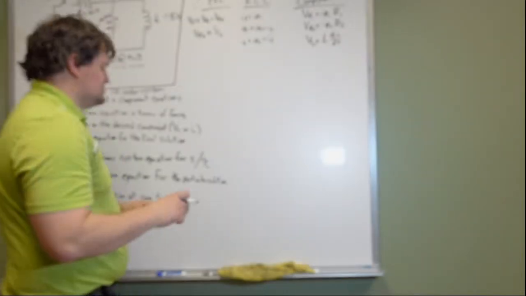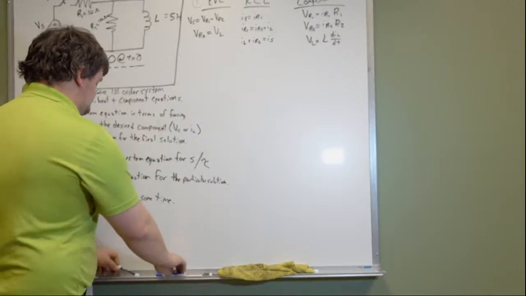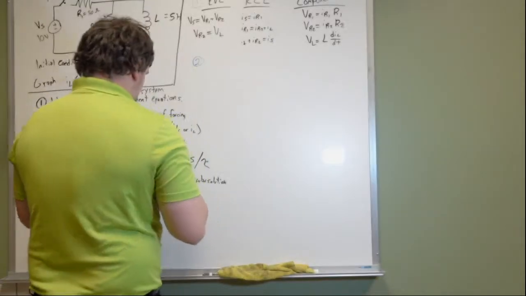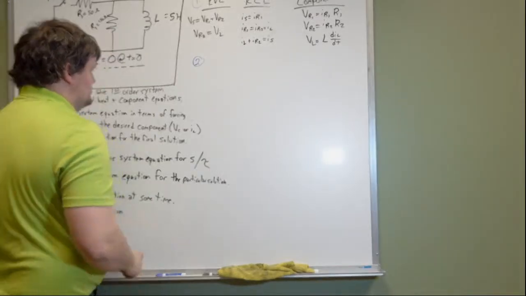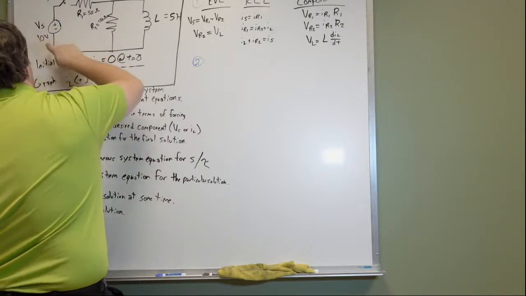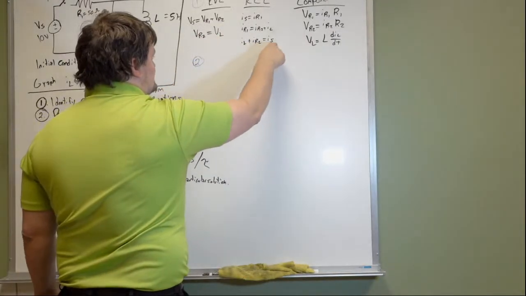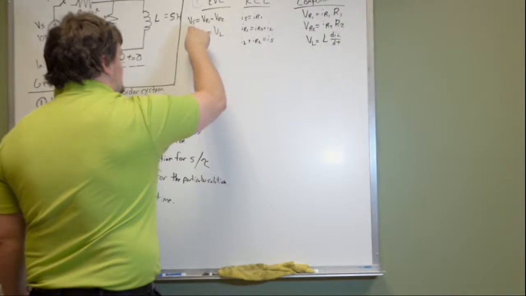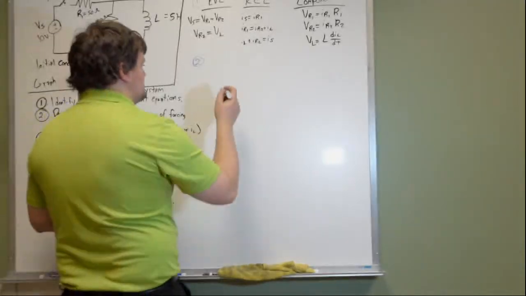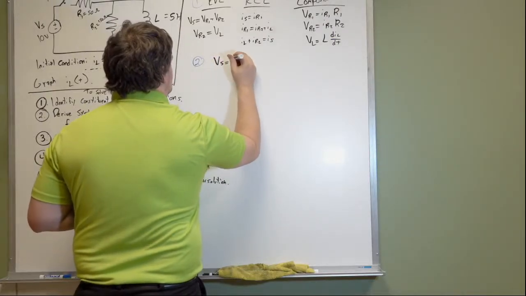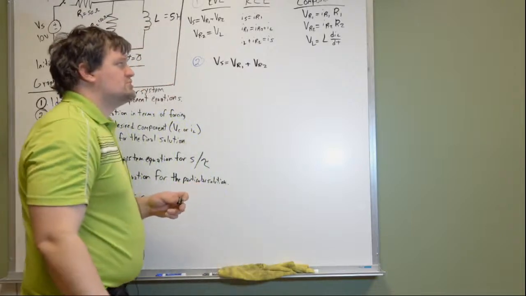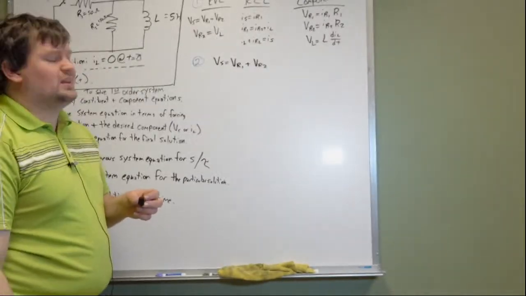We're going to derive our system equation now, which is step number 2. The first equation I'm going to start with is one that has the forcing function in it. Here we do not have IS, we were given VS. So we're going to write this in terms of VS. VS is equal to VR1 plus VR2. It's the only equation we have on this board that has VS in it.